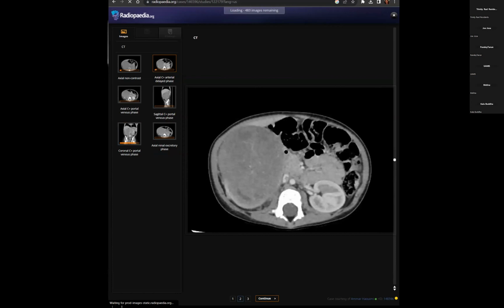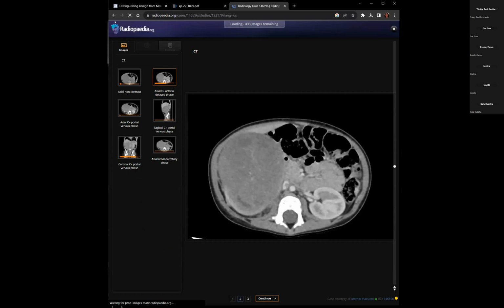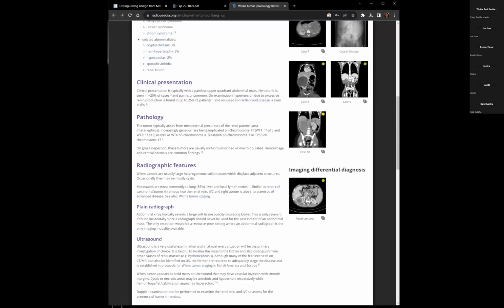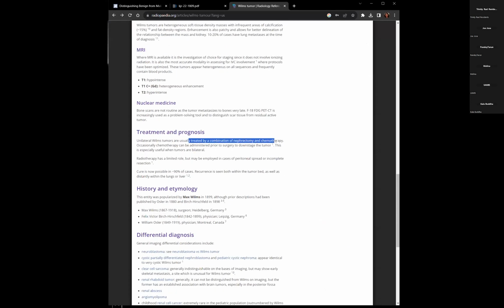So anyways, this was a case of Wilms tumor. And in adults, what's the prognosis? Let me go back to the Radiopaedia article. That was the first thing on my Google search. So prognosis, I think they're pretty good, but let's double check. They're treated with nephrectomy and chemo. Radiotherapy has a limited role. Cure is possible in over 90% of the cases. Recurrence can be seen in the tumor bed. So they do very well. Curative in 90% of the cases. Nice.